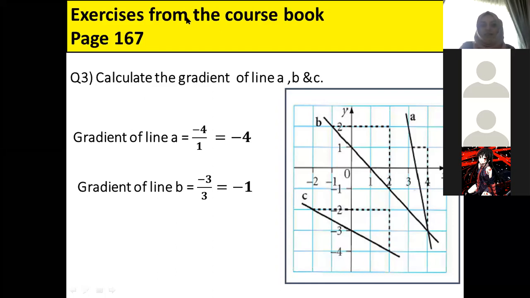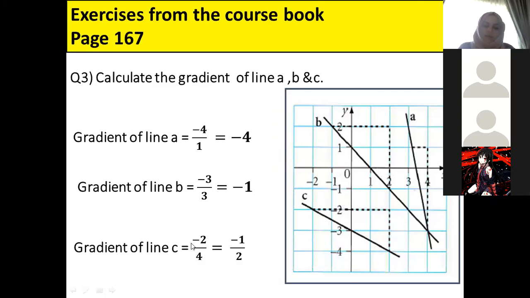Okay, for part C, teacher. So 2 up and 1, 2, 3, 4 across. So 2 divided by 4 and this equals 2. But I don't see them up, I see them down. So -2 divided by 4, and that would be negative. No, -1 over 2. Negative half. That is right. Yes, that's right.